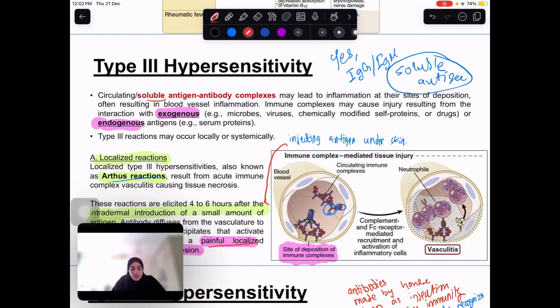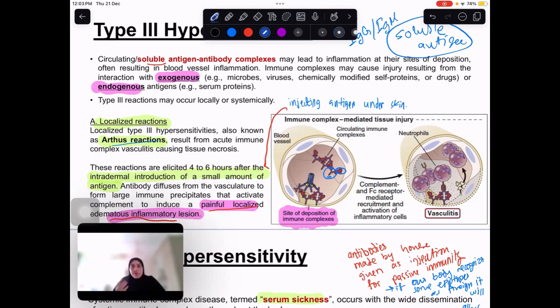Okay, now the antigen could be exogenous or endogenous. This soluble antigen, I could have gotten it from outside sources or from inside. The outside source is basically through the vaccine. We know the vaccine is exogenous. Basically, a small, inactive, weak antigen is placed and introduced in the body.